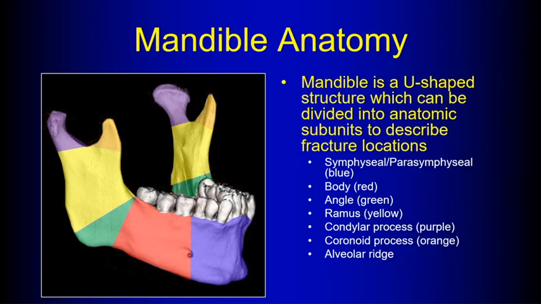Next, the mandible. The mandible is a U-shaped structure, and like the zygomatic arch, it's kind of considered a ring, and so it often fractures in two places. You can subdivide the mandible into the parasymphyseal region, body, angle, ramus, condyle, and coronoid process to help describe where the fracture fragments are occurring.